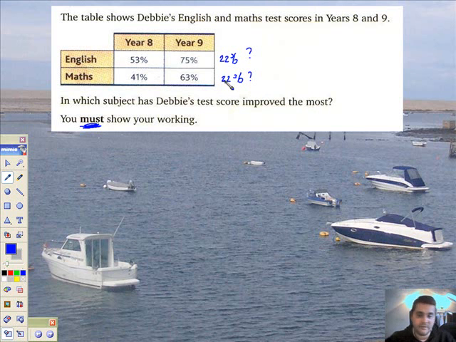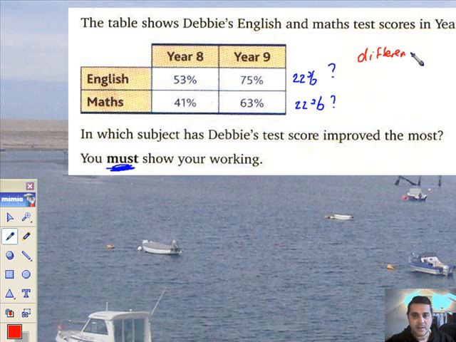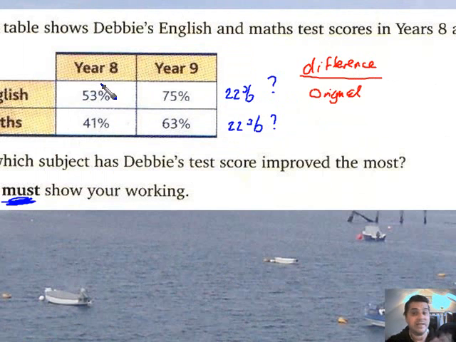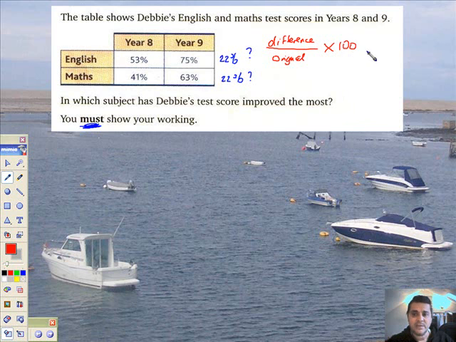But you know the formula is going to be the difference divided by the original times 100. So that's how you're going to find the increased score. So it's going to be the difference between Year 8 and Year 9's percentage divided by the original percentage. In other words, what she got in Year 8, because she didn't have 75% in English originally, she had 53% in English originally, and that was in Year 8. So it's the difference divided by the original times 100, and that will give you the percentage required.